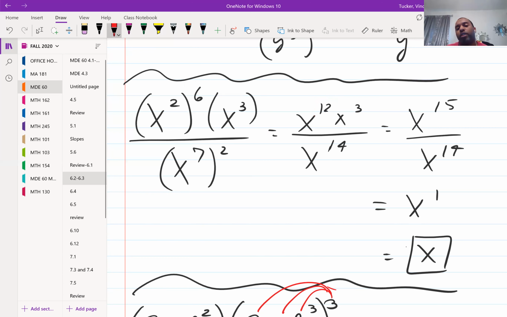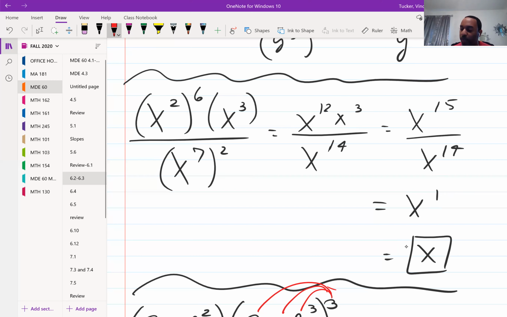So now we have x to the 12th times x to the third power in the numerator. So we can add those exponents, as multiplication, add those exponents, and that'll give us x to the 15th. So remember, when you multiply your variables, you add your exponents. And now we have x to the 15th over x to the 14th. We're dividing our variables. 15 minus 14 will give you 1. So our answer is just x.